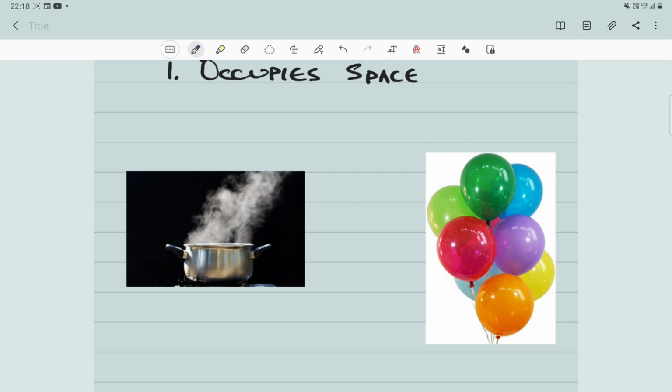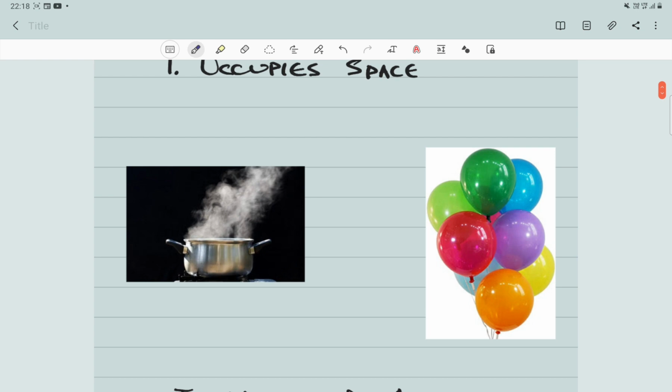Now, both the pot and the steam can be matter. In the second image, we can see balloons. Now, these balloons in a room are occupying some space. They can be matter. What about the air inside the balloon? Is the air occupying some space inside the balloon? Yes. The air is occupying space inside the balloon, and that's why the air molecules can also be matter.